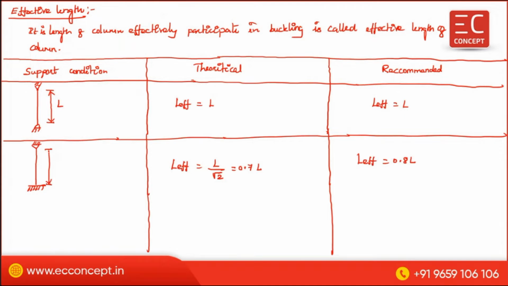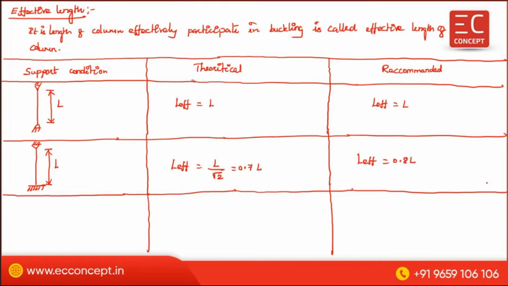Next, both ends fixed. So this is L. L effective is equal to L by 2 theoretically. Practically, L effective is equal to 0.65 L. In a similar manner, we are going to use some more conditions.